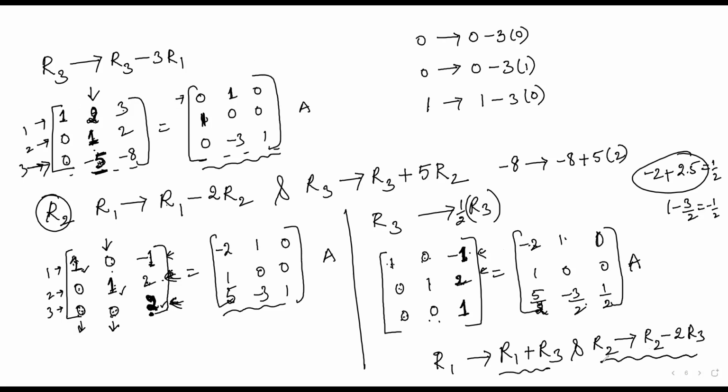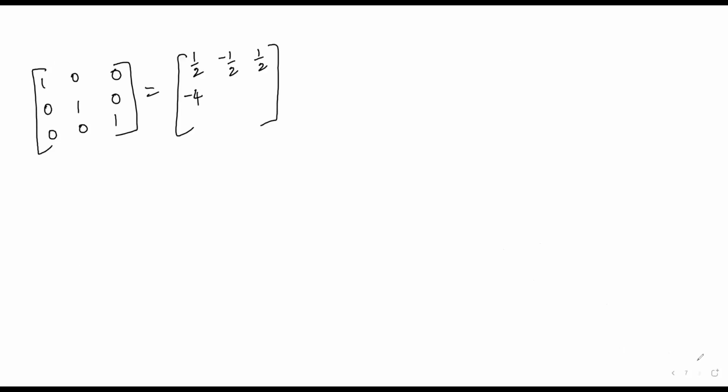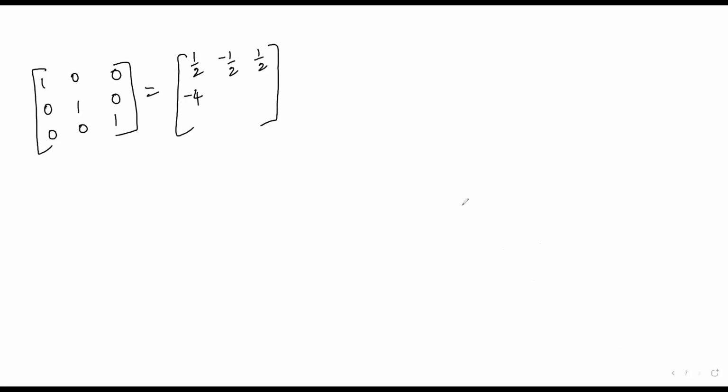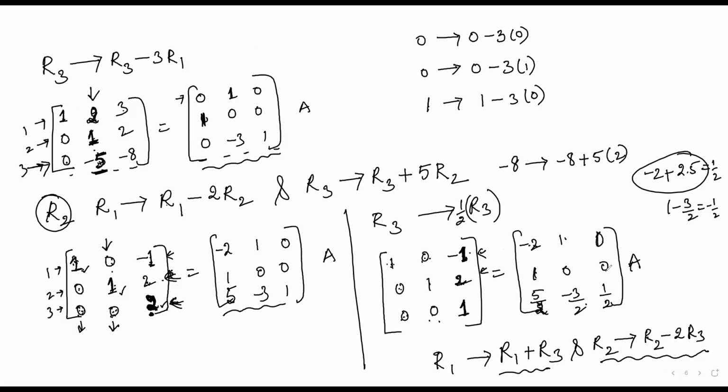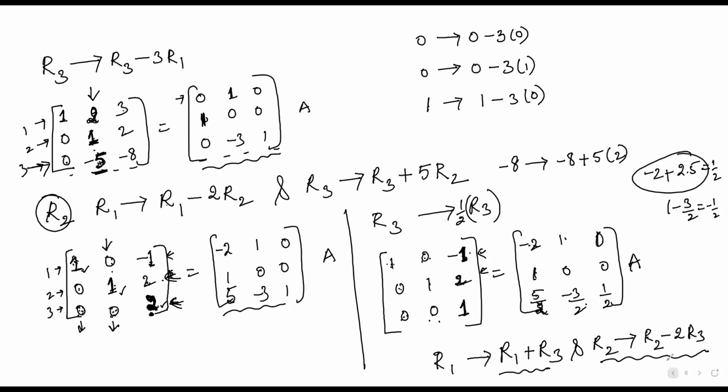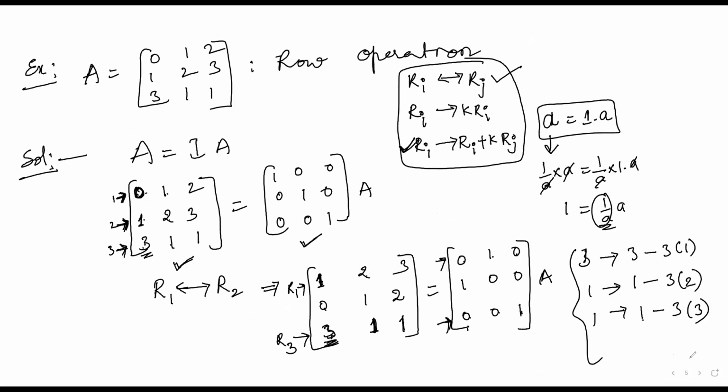Now R2 is also changing. How it is changing? R2 implies R2, that is 1, 1 minus 2 times 5 by 2 is 5. Yes or no? 1 minus 5 is minus 4. And the next, 0 minus 3 by 2 times... that is 3. 0 plus 3 is 3. Like that. The next is 0 minus 2 times 1 by 2 is minus 1. Minus 1, like this. And then this becomes 5 by 2 minus 3 by 2, 1 by 2.